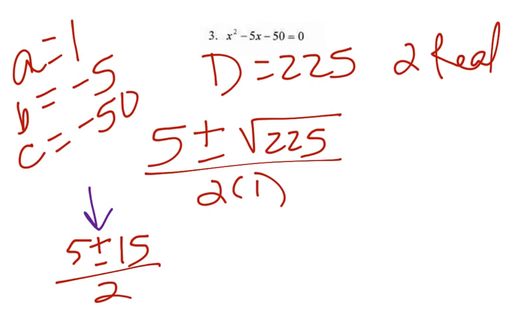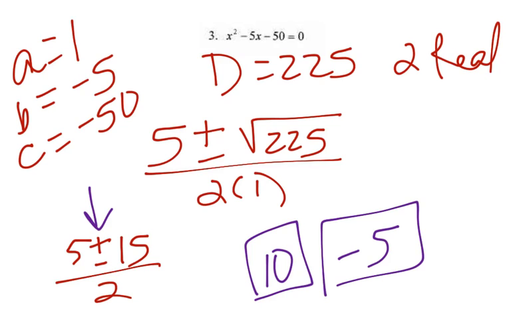Now, you got to go in here and do it twice, once with the plus and once with the minus. Make sure you press enter before you divide by 2. So 5 plus 15, enter, divided by 2. 10 is one of my answers. 5 minus 15, enter, divided by 2. Negative 5 is the other solution. 2 real roots, 2 real roots.